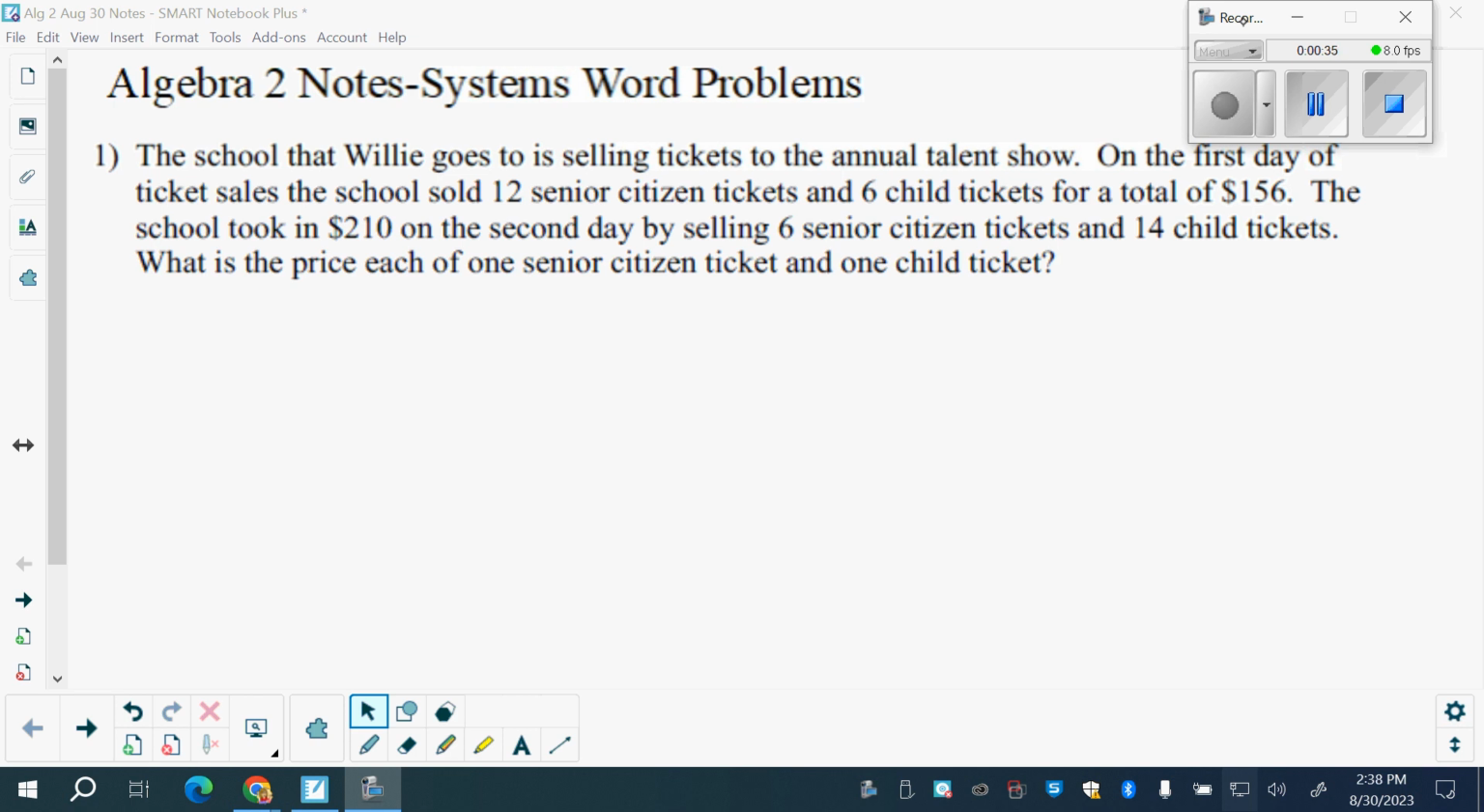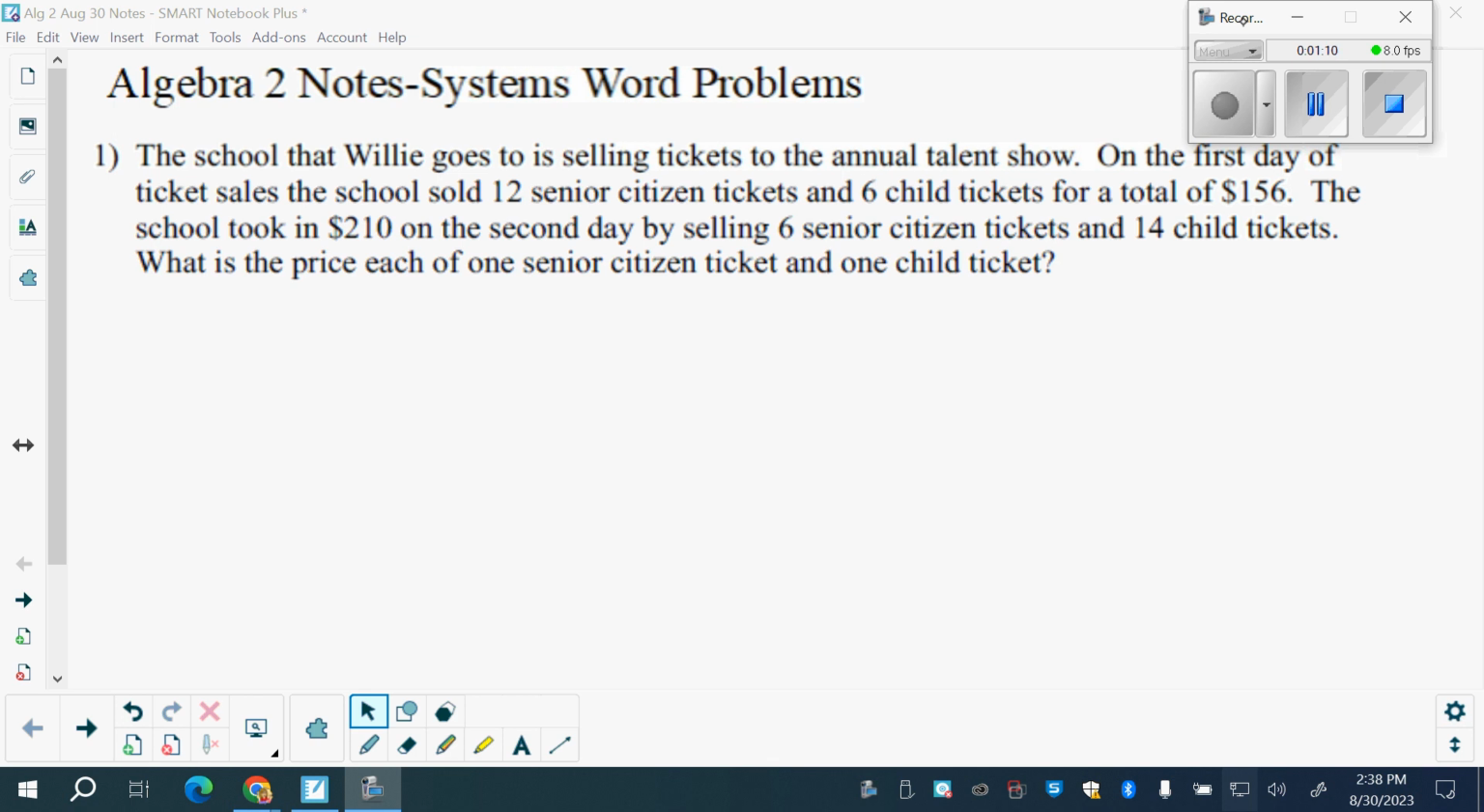The school that Willie goes to is selling tickets to the annual talent show. On the first day of ticket sales, the school sold 12 senior citizen tickets and 6 child tickets for a total of $156. The school took in $210 on the second day by selling 6 senior citizen tickets and 14 child tickets. What is the price of each of 1 senior citizen ticket and 1 child ticket?